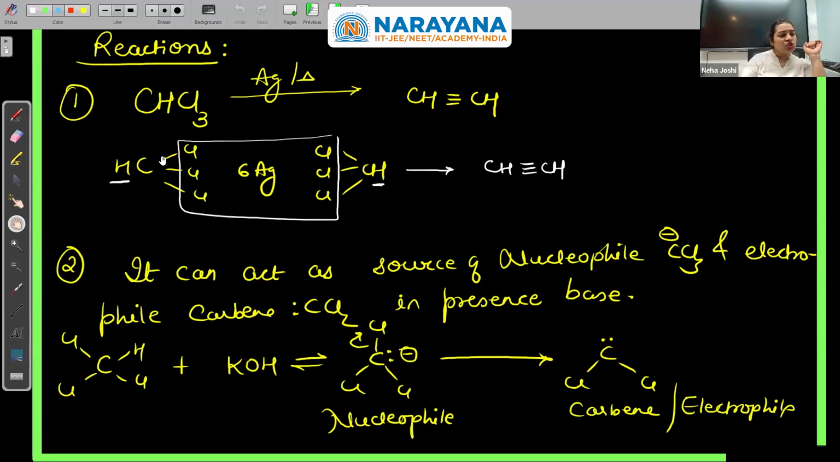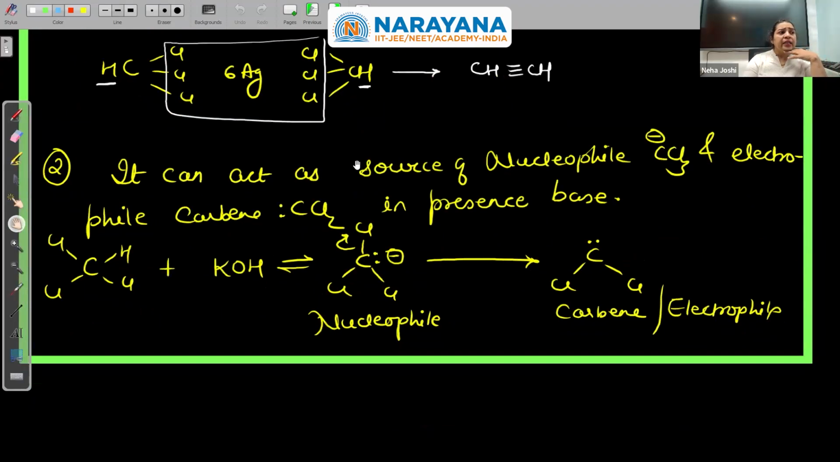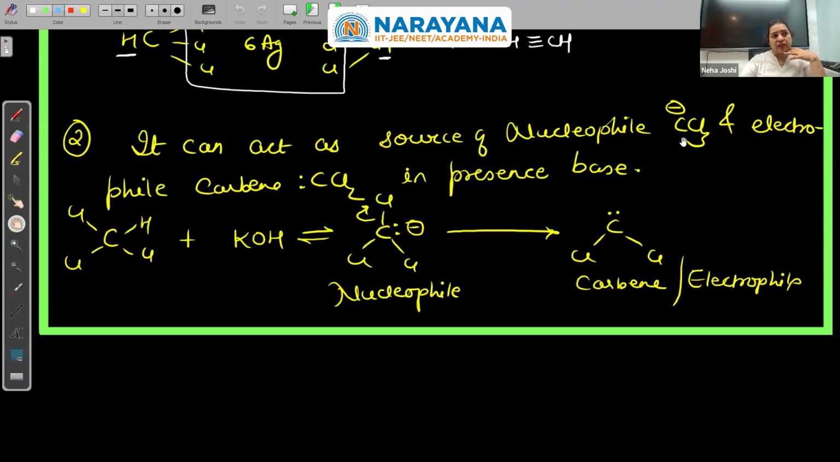This could be of any gem trihaloalkane property. It could be R, this could be R dash, and you can have any higher alkyne formed by this type of method. It can act as a source of nucleophile. This is important. See, chloroform with base is a magical reagent. It can give you nucleophile, it can give you electrophile also.